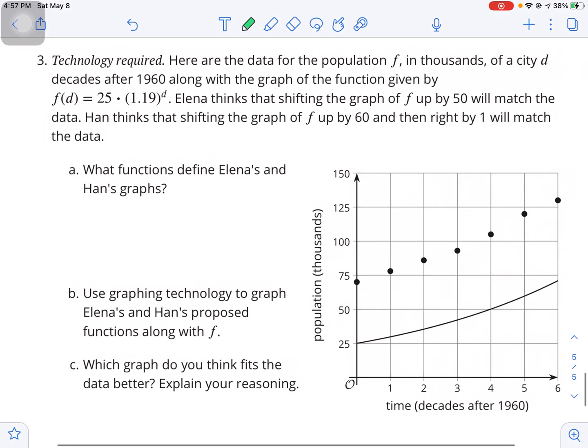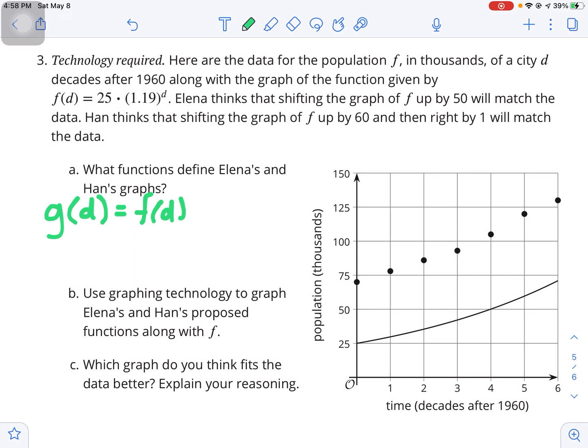So Elena thinks moving it up by 50, so let's see, what should we name those? We'll give it a G here. And so Elena's would be up by 50, so G of D would be equal to F of D plus 50.